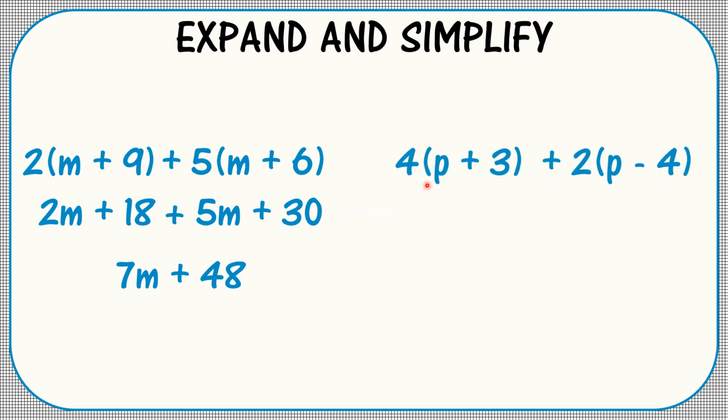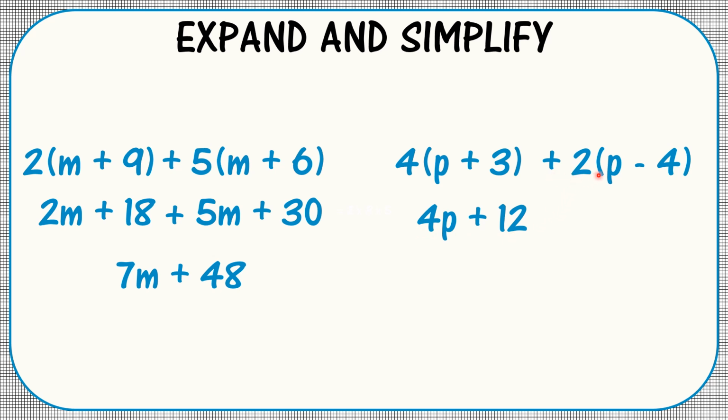Here is another example. You have 4 bracket p plus 3 close bracket plus 2 bracket p minus 4. Again, you will expand each bracket separately and then you will collect like terms and simplify. 4 multiplied by p equals 4p. 4 multiplied by 3 equals 12. So when you expand the first bracket, you get 4p plus 12.